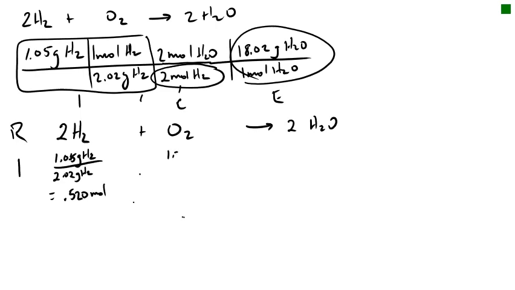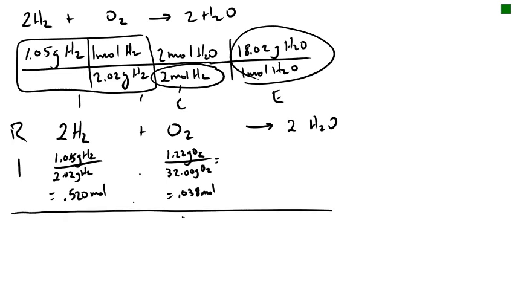We also had 1.22 grams of oxygen, and we're going to divide that by the molar mass, 32 grams, and when we solve that, we end up with 0.038 moles of oxygen. So throughout this process, that will be my I, just converting it into moles.